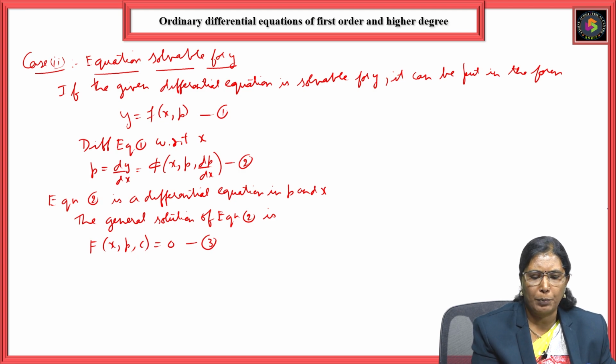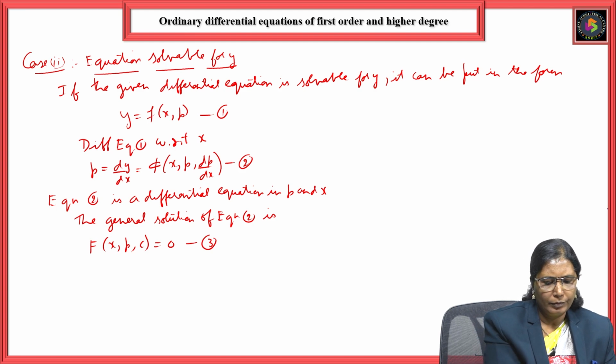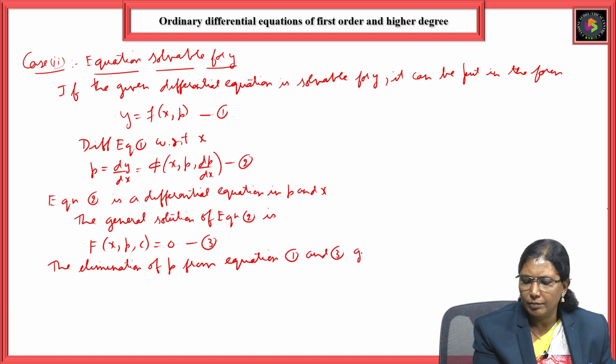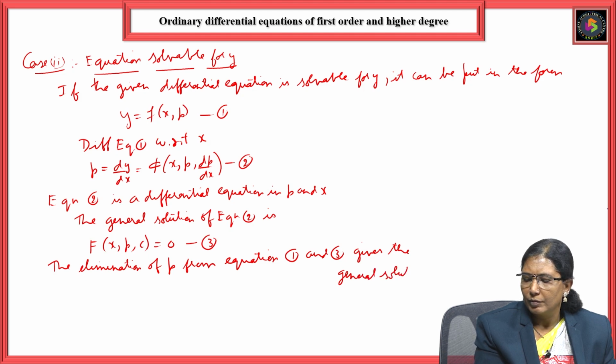Now eliminating p from equation 1 and 3 gives nothing but the general solution. Understood here? So if you eliminate p from equation 1 and 3, we get nothing but the general solution.